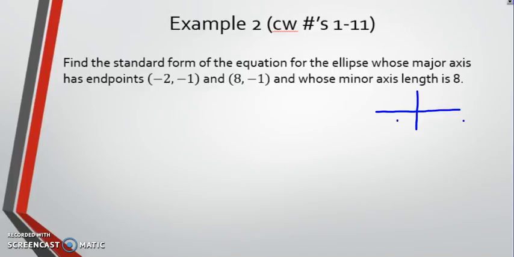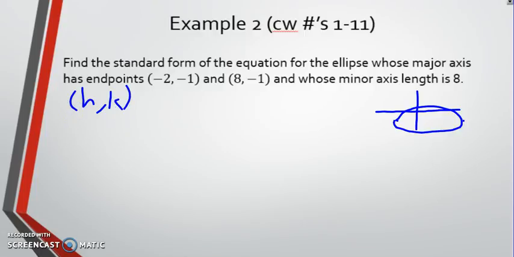Now the major axis endpoint, that means the long way that the ellipse is being stretched. So I'm expecting it to be something like that. Specifically, since we know those two coordinates, -2, -1, and 8, -1, if we can find the midpoint of those two, then that'll be the h and the k value.